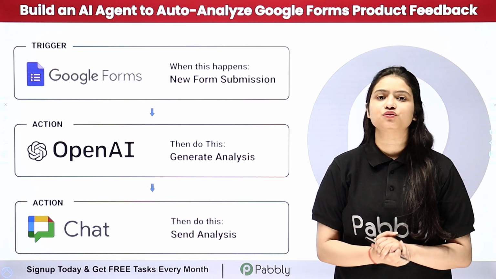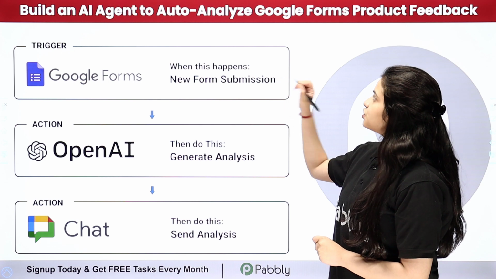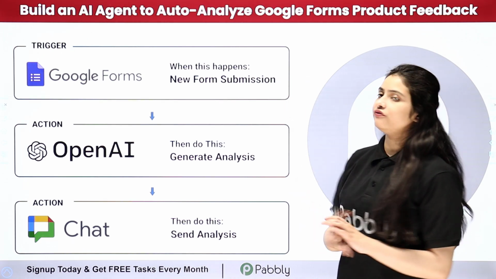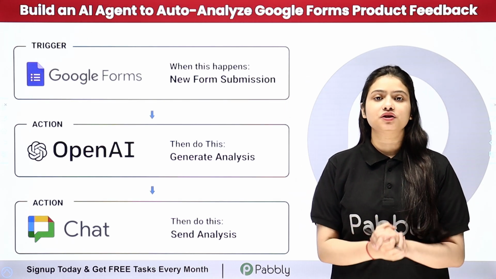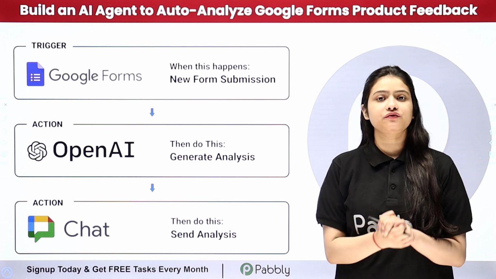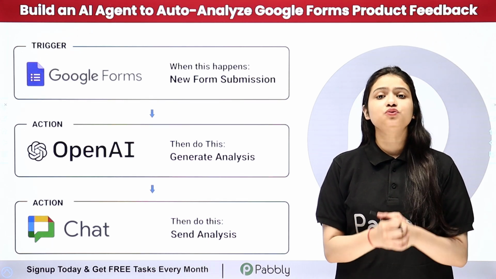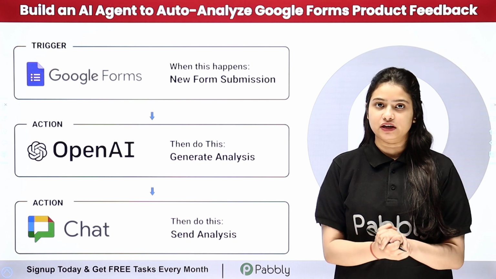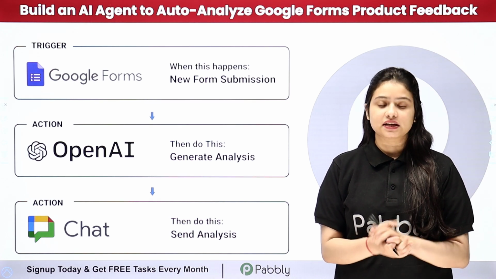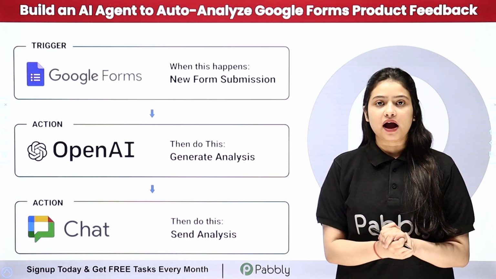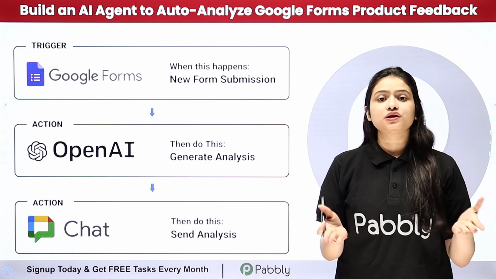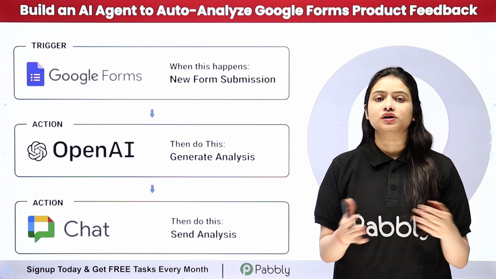In this video, we are going to learn how to build an AI agent to auto-analyze Google Forms product feedback. So here, as a product manager at an e-commerce store, I am receiving feedbacks from my customers related to the products which they have purchased and was delivered on the basis of different fields. I need to summarize each of the feedback and generate the analysis for it, and also I have to send it to my team members on Google Chat Space.